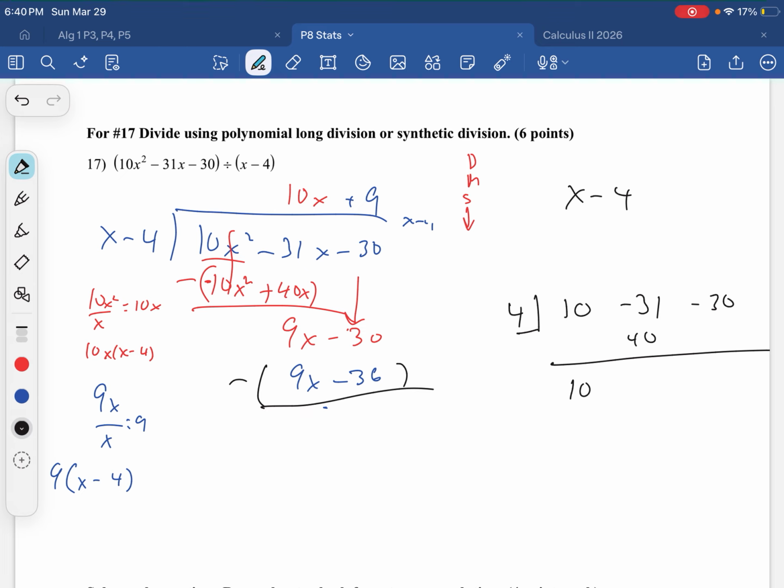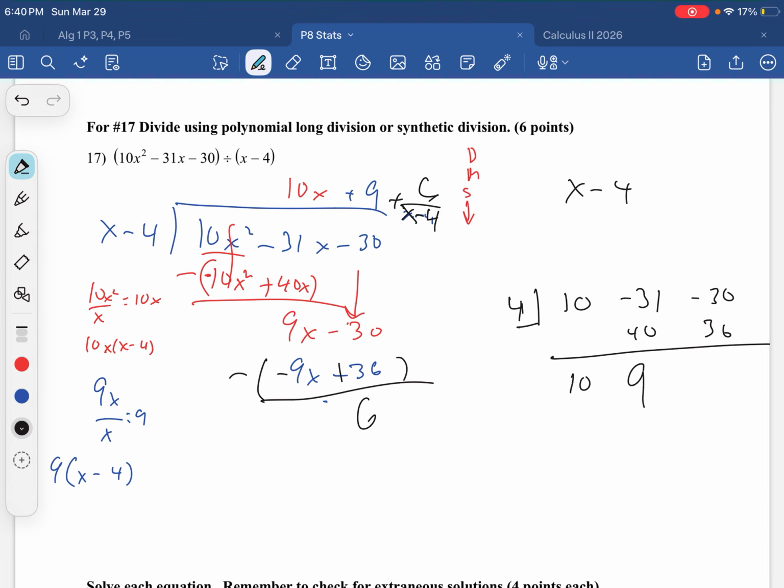And I subtract, I'm going to get, this becomes negative, this becomes positive 6. This is going to be 6 over x plus 4. Sorry about that. So here I get the 10 to 9, and then 9 times 4 is going to be 36. I add to get 6. These are positive, so we're going to be adding them. And it's 10x squared, 10x plus 9 plus 6 over x minus 4.